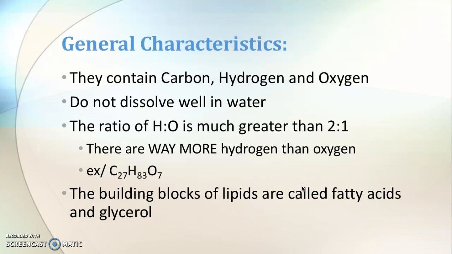We should also know that the ratio of carbon and hydrogen to oxygen is different from carbohydrates. We have a much, much lower quantity of oxygens, especially when we look at the ratio of hydrogen to oxygen. So we don't have that CH2O that some of us noticed in the carbohydrates. Instead, we have way more hydrogens and only a few oxygens making up the molecules. The building blocks of lipids are called fatty acids and glycerol, so there are two different parts.